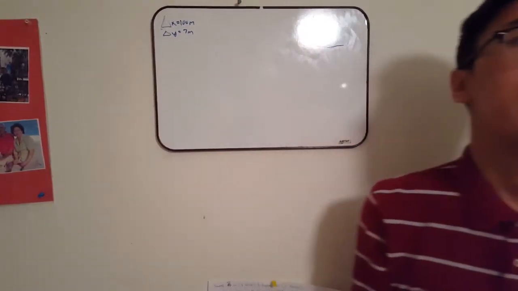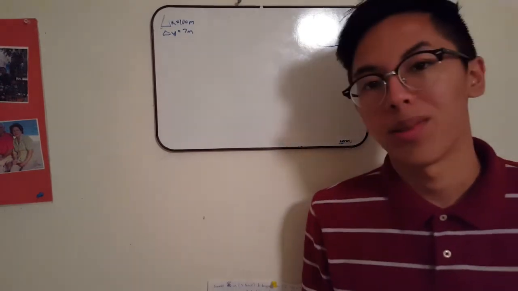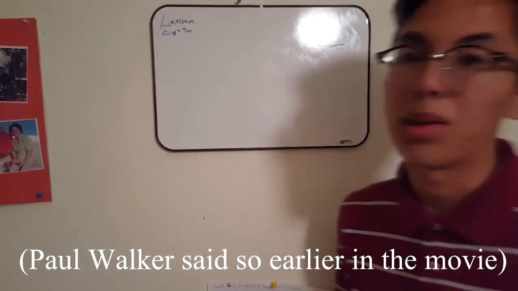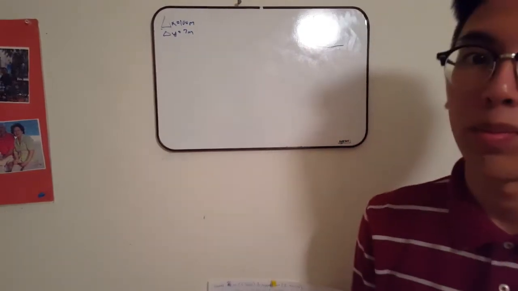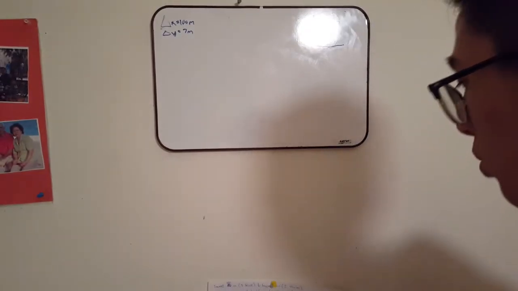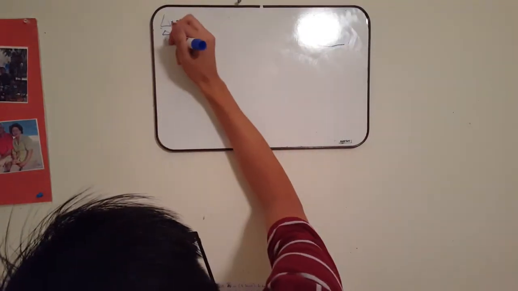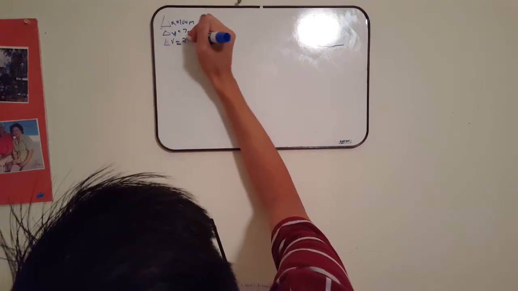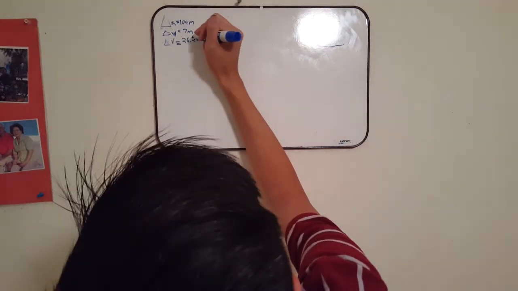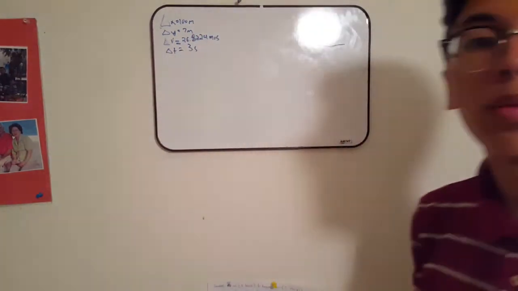And so based off that and the fact that they use a sports car, which goes 0 to 60 in about 3 seconds, we can figure out the calculation. So 60 miles per hour converted to meters per second is about, let me get my handy dandy calculator, 26.8224 meters per second. So change in velocity is 26.8224 meters per second, and change in time is 3 seconds. And so with that we can figure out the acceleration.